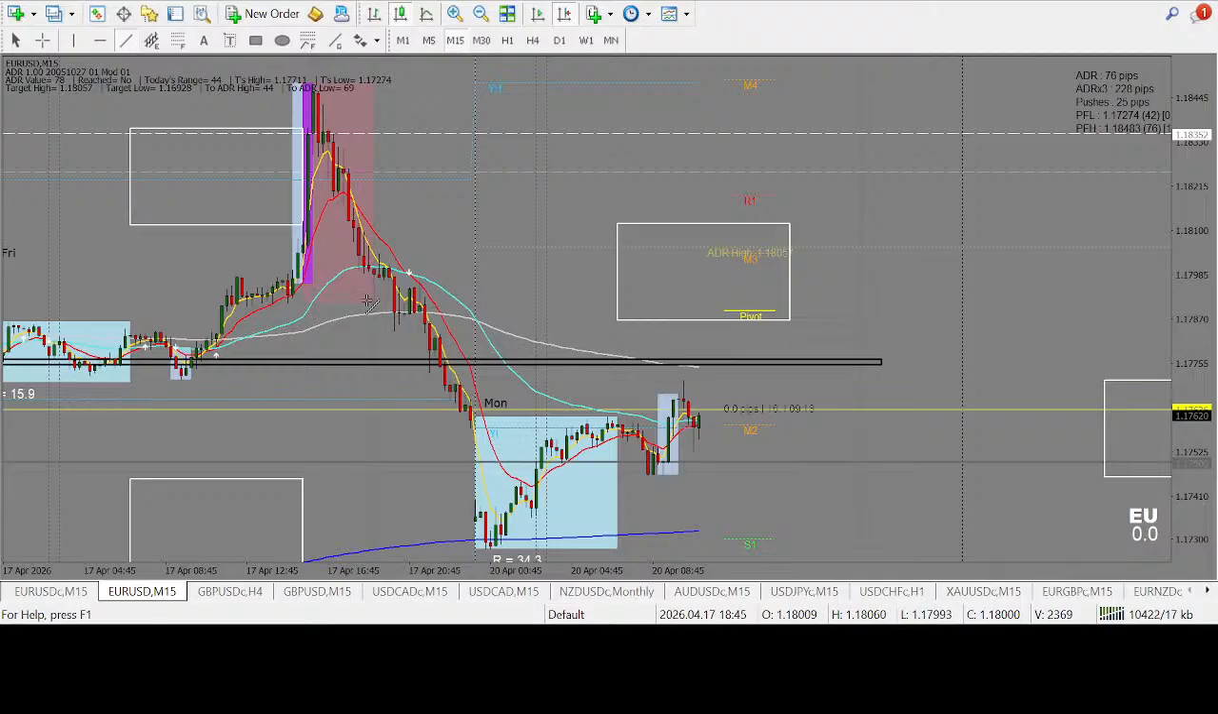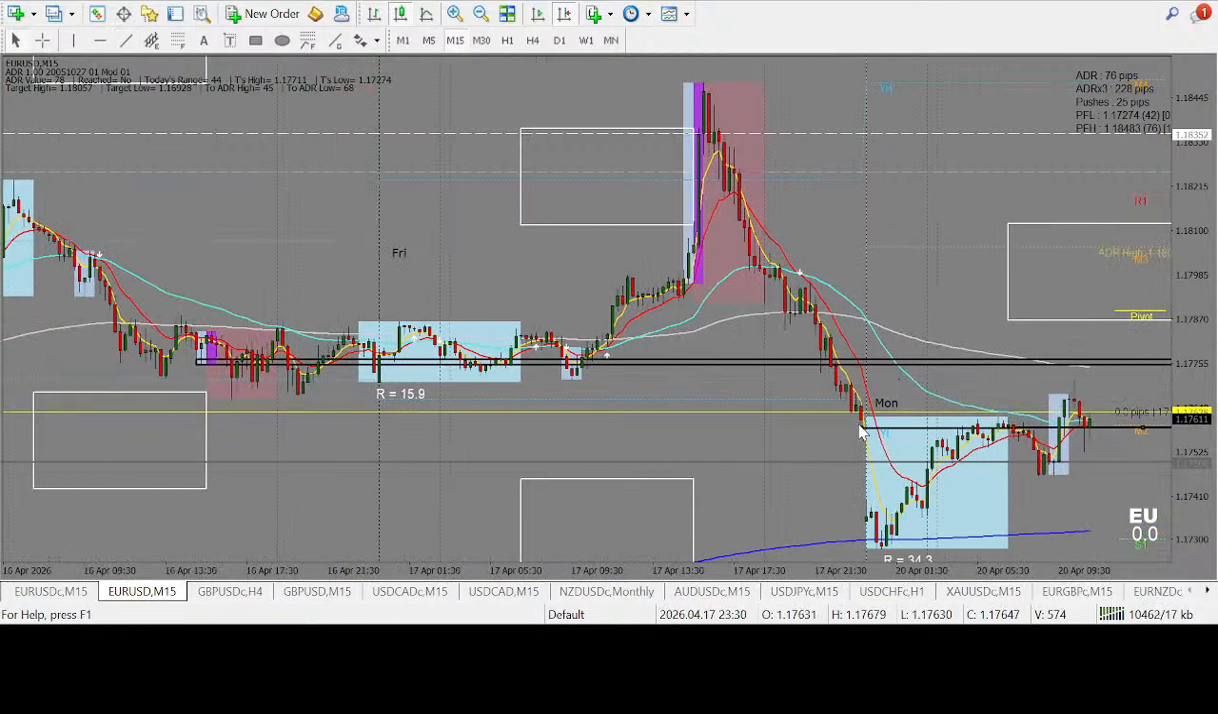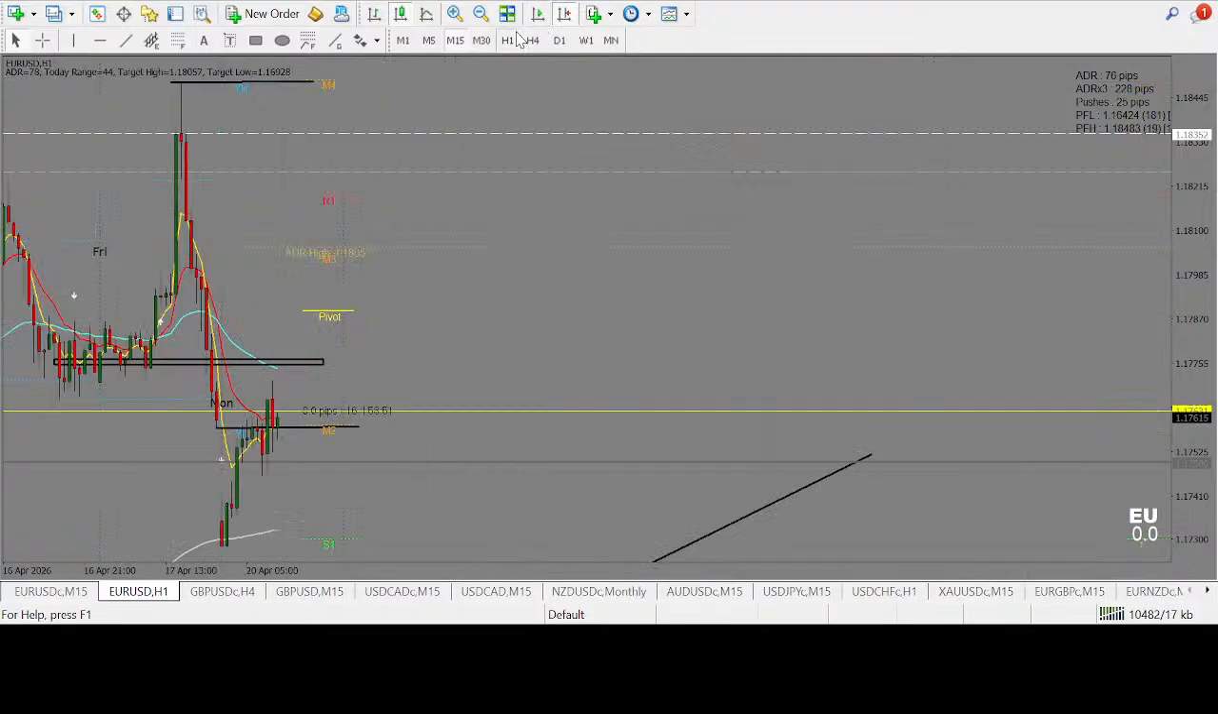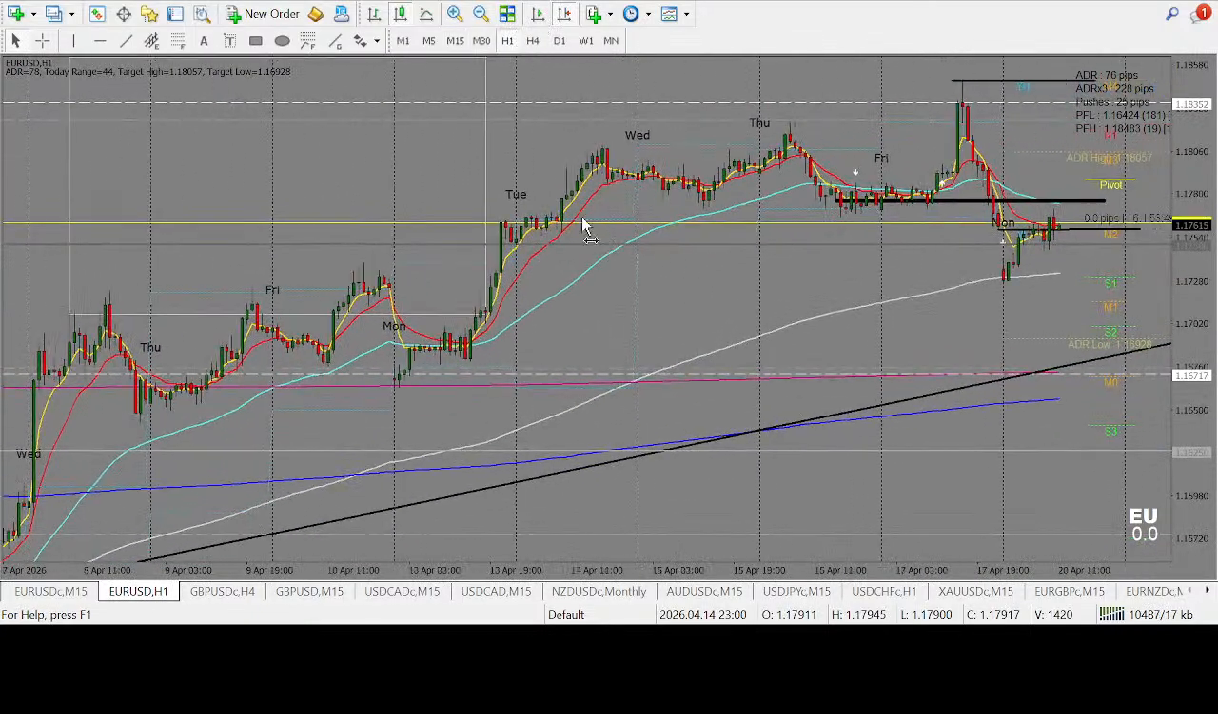In this week you can see that the market closed Friday right here. So this is where Friday's closing price was. Then the swing high above Friday was right above here. Yeah, right above there. So let's look at a bigger view in hour one.